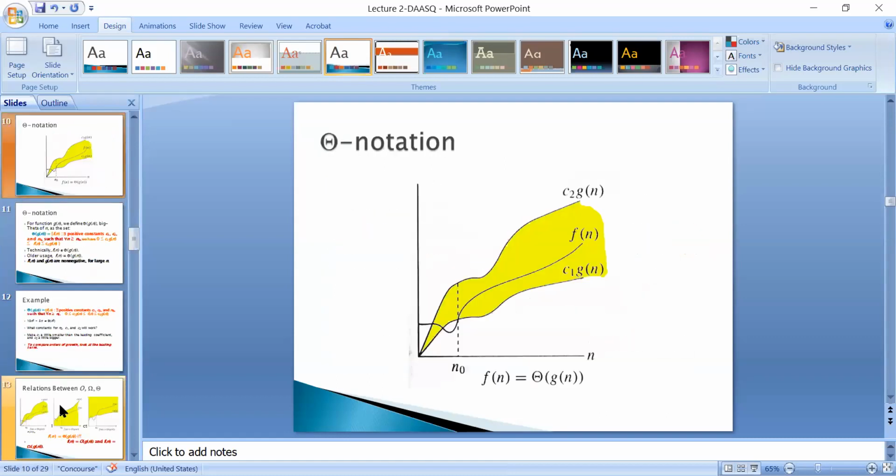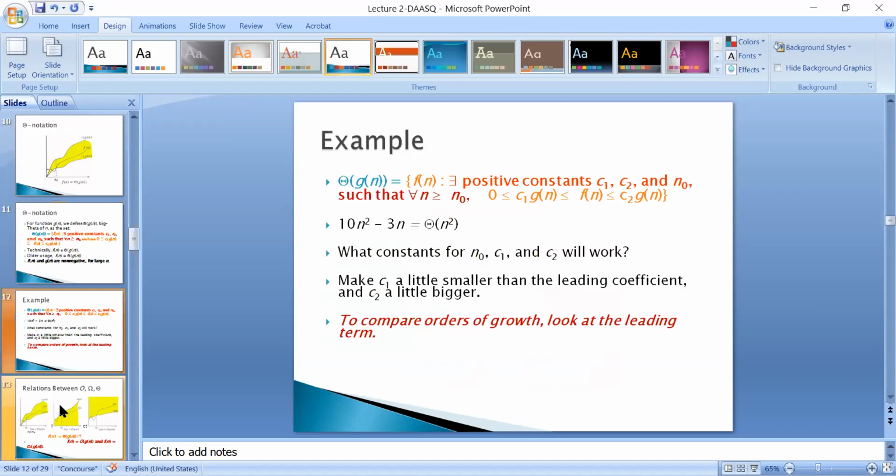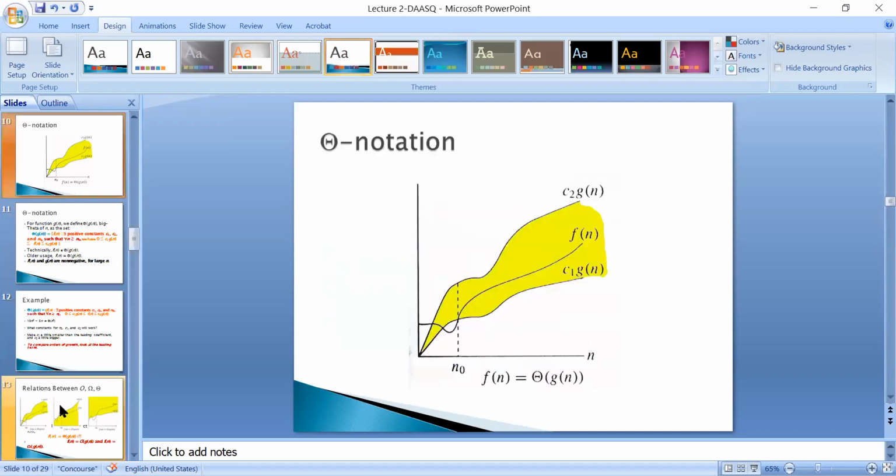So now you look at the graph of theta notation. This is the graph of theta notation. So it is like a sandwich of both omega and big O notation. Now I'm not giving you an upper bound or a lower bound. I'm giving you some kind of comparison that your function Fn is theta of Gn.